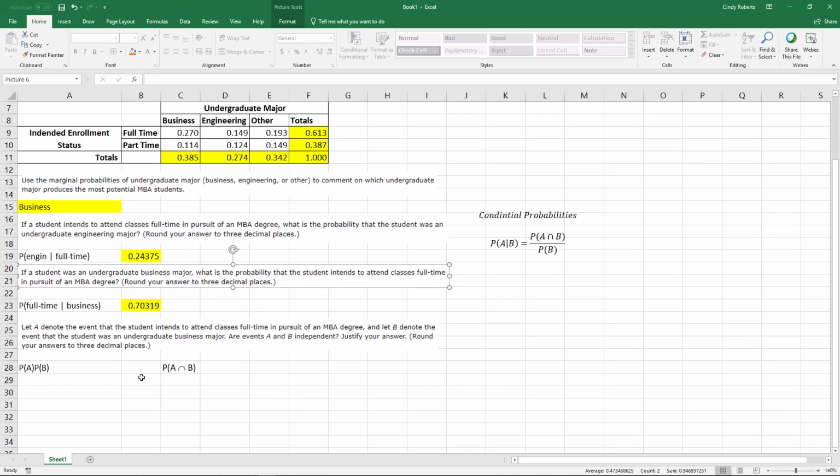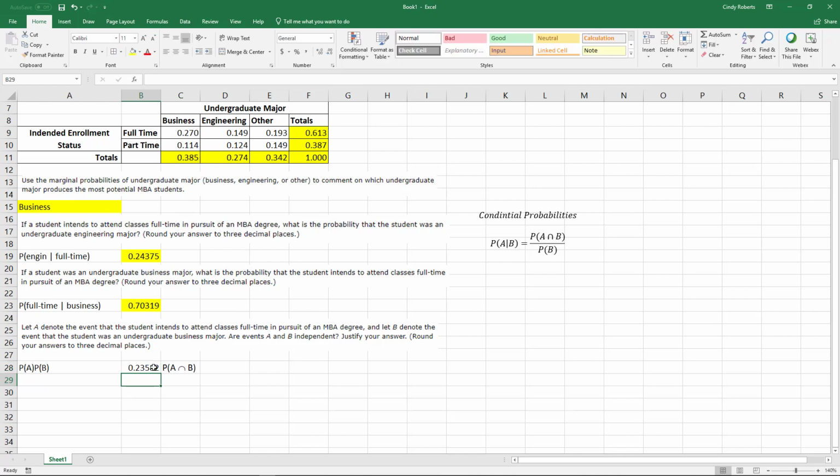Then here it wants to make sure you understand what independence means. If you have probabilities that are independent, then the probability of the first event times the probability of the second event equals the intersection. So that's what we want to see. Are these actually equal? In this case, the probability of A is full time, and then times the probability of B. Here it tells you, let A denote the event they attend class full time, B that they were a business major. So times the probability they were a business major.